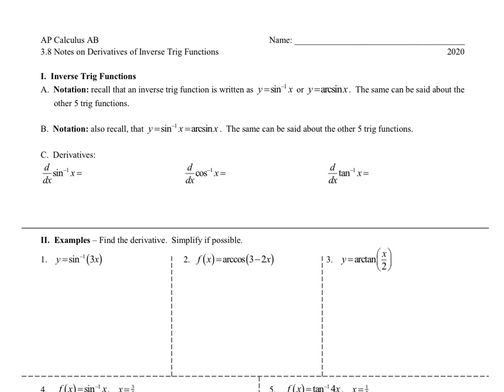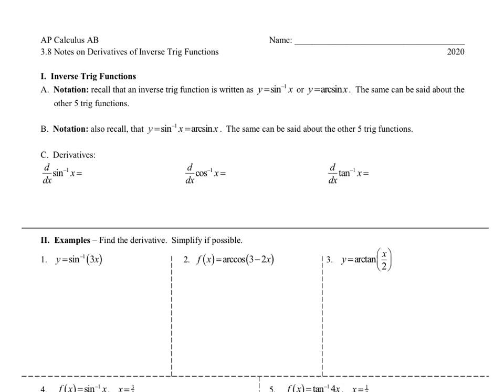Okay, so recall that an inverse trig function is written as y equals inverse sine of x or y equals arc sine of x. The same can be said about the other 5 trig functions. So cosine with that -1 of x would be read as inverse cosine of x or arc cosine of x, inverse tangent of x or arc tangent of x, etc. Also recall, those two things are the same, right? That inverse sine of x is the same as saying arc sine of x, okay?